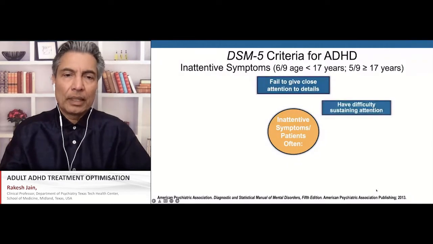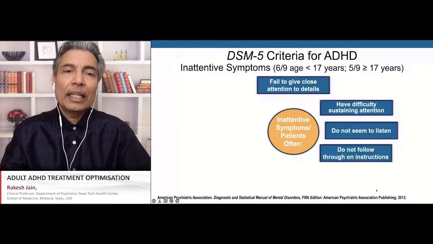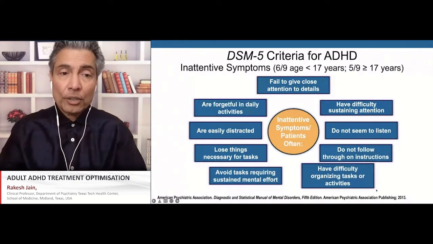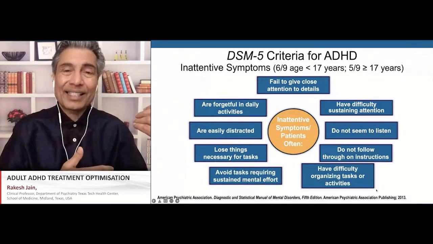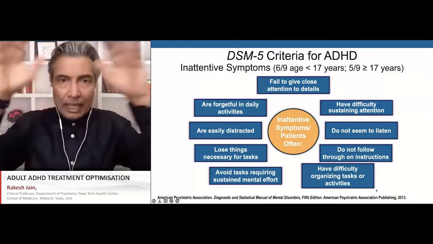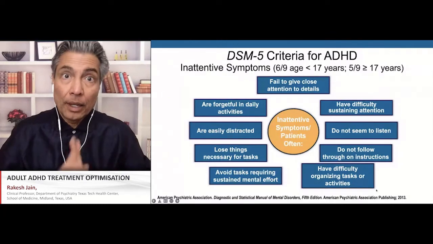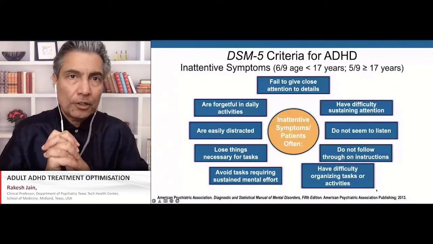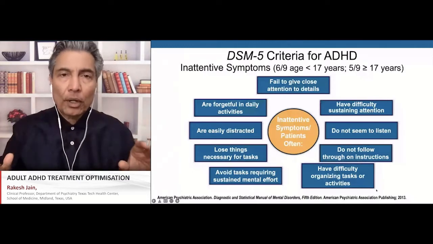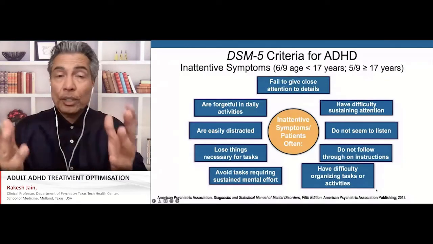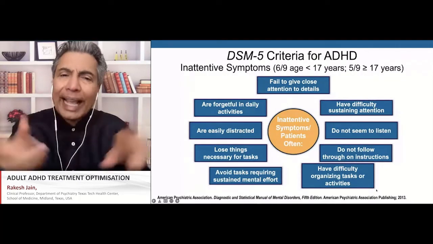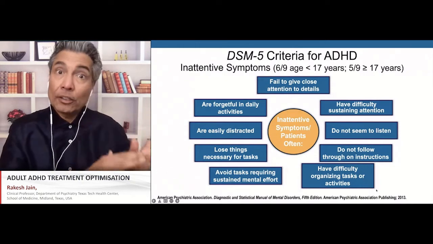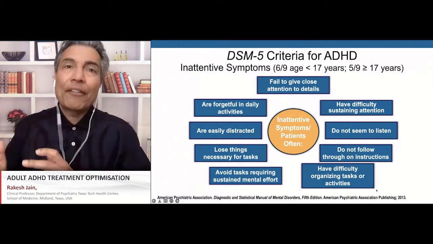So these are the 9 inattentive symptoms, all the way from failure to give close attention to details to avoiding tasks that require sustained mental effort and everything in the middle. Not one of them by itself makes a diagnosis of ADHD. All of us online today, what is it, 250, 260 some people today? We've all had some of these symptoms on occasion. So what makes a diagnosis different than just having a symptom?